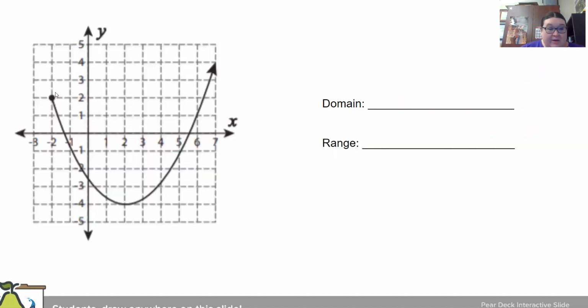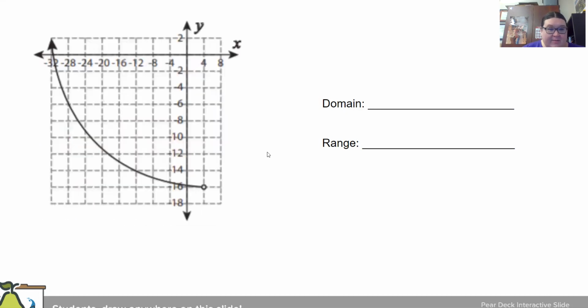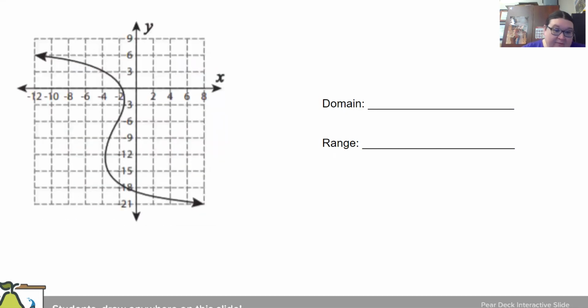Okay, so this is another one that's a ray, and so you can see here on the domain that it does stop at -2, but then it continues on forever in this direction. I'm not going to work through all of these. We did do them on the Pear Deck together, and if you would like, I can open the Pear Deck for you. So this is one here. When you're looking at this one, it looks a little bit different than the straight line, but it still has this arrow moving to the left, so it does continue left forever, and it has an arrow moving to the right, so it does continue right forever. So we would say that the domain of this is all real numbers.